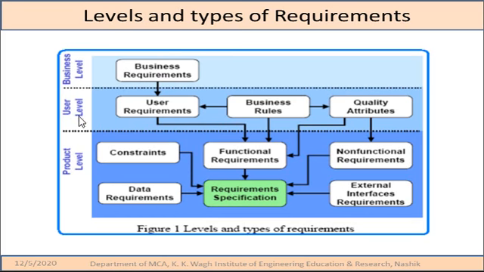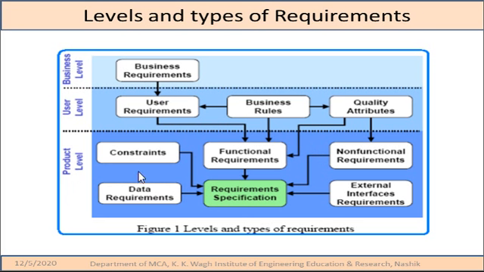Whereas the second category is the user level. For the user level, you will get the requirement type as user requirement. User requirements may have further classifications, that is functional requirement and non-functional requirement. Whereas the user level may have business rules or the quality attributes. By using those quality attributes, we can define some guidelines to the requirements for the quality of the product. Okay, whereas the next category is the product level.